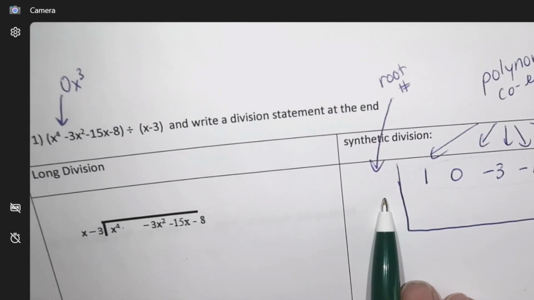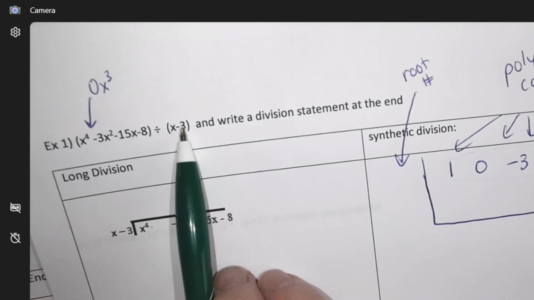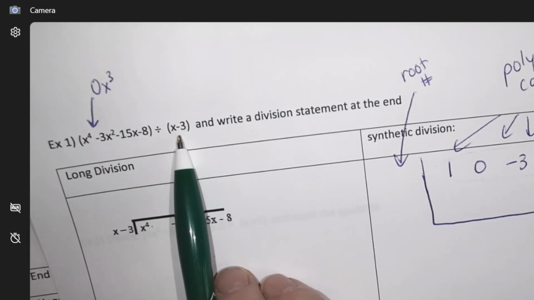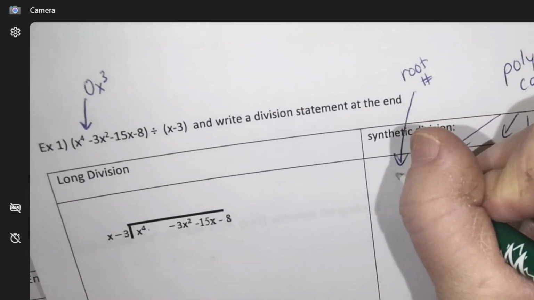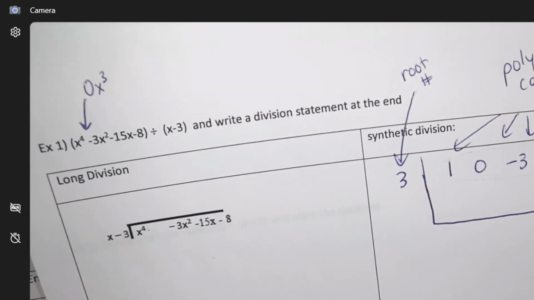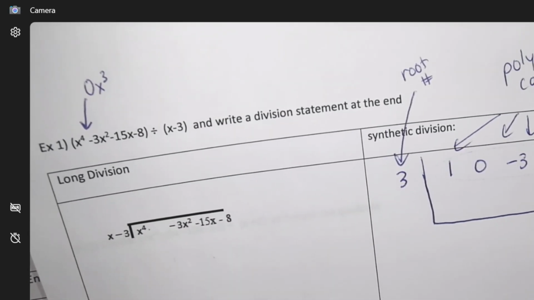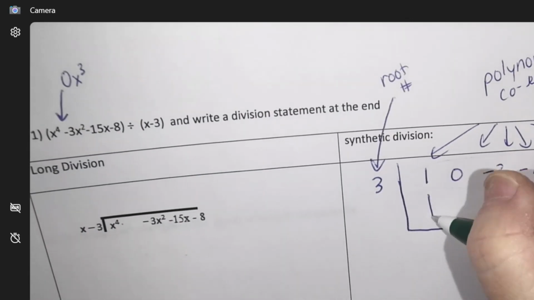Okay, and then outside, you're going to put the root number. So if it's going to be divided by this factor, what is the root number? What is the x-intercept on that factor? Positive 3. Okay, if this is a factor, what's the x-intercept? 3. Okay, ready? Here we go.